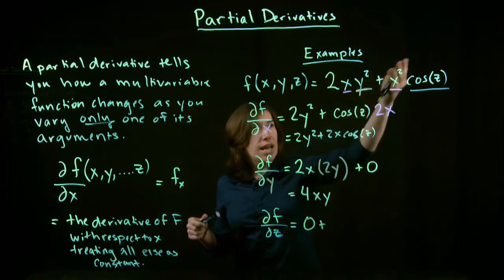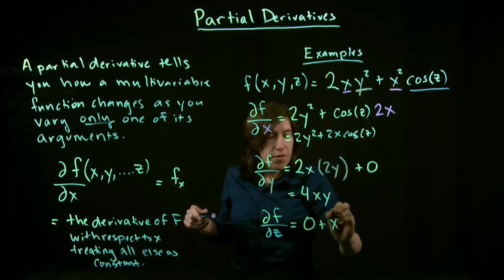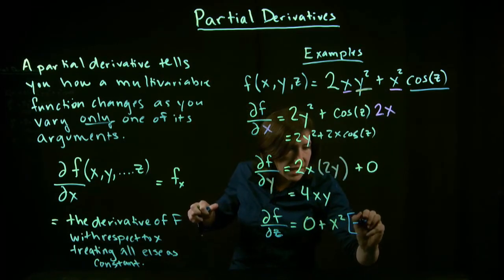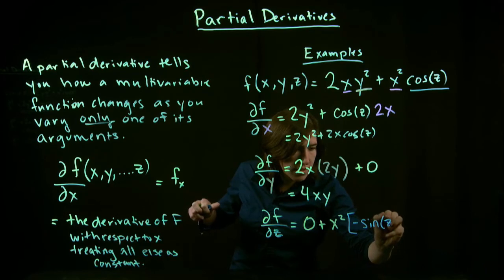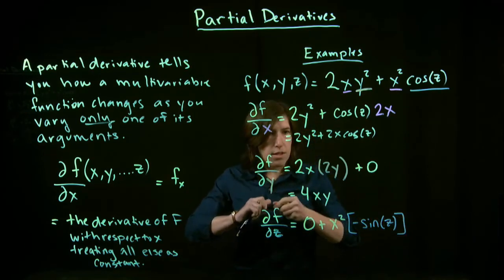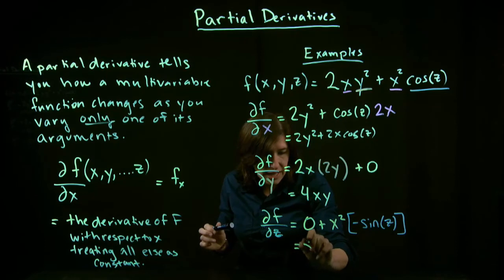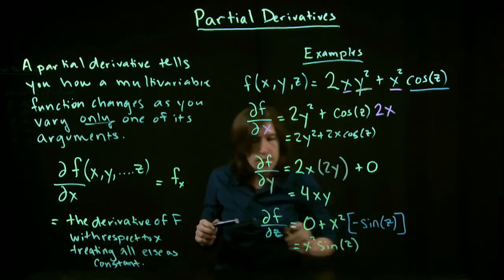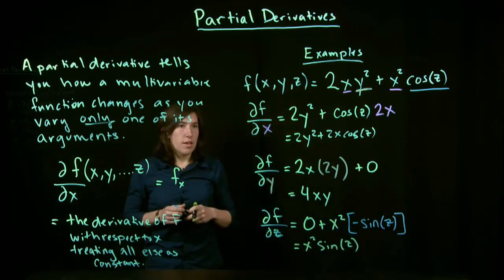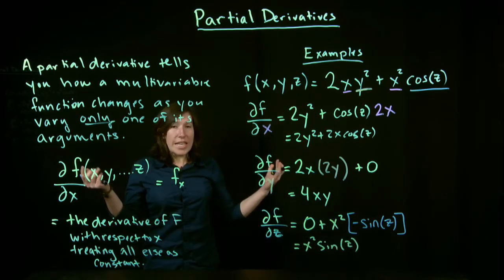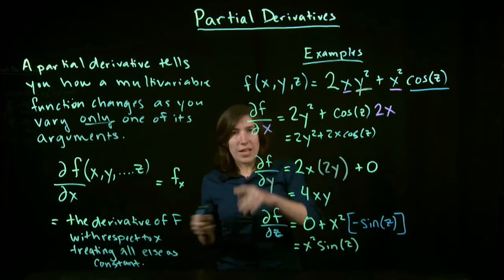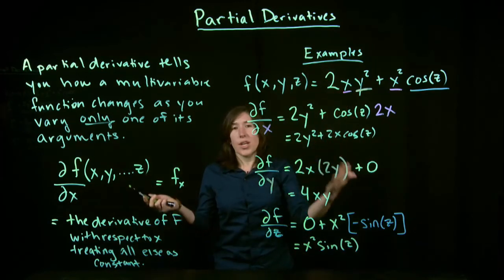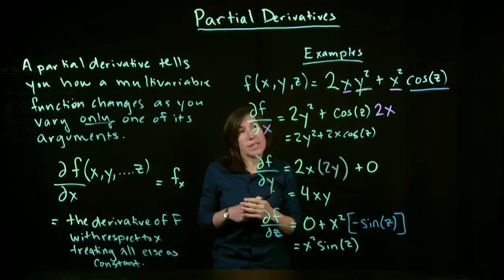Plus now the x squared is a constant. That comes along for the ride. And we take the derivative of cosine of z, which is negative sine of z. So again, we can simplify this to negative x squared sine of z. So you see, as I promised, hopefully, taking the partial derivative of this function is just like taking the normal derivative of this function.